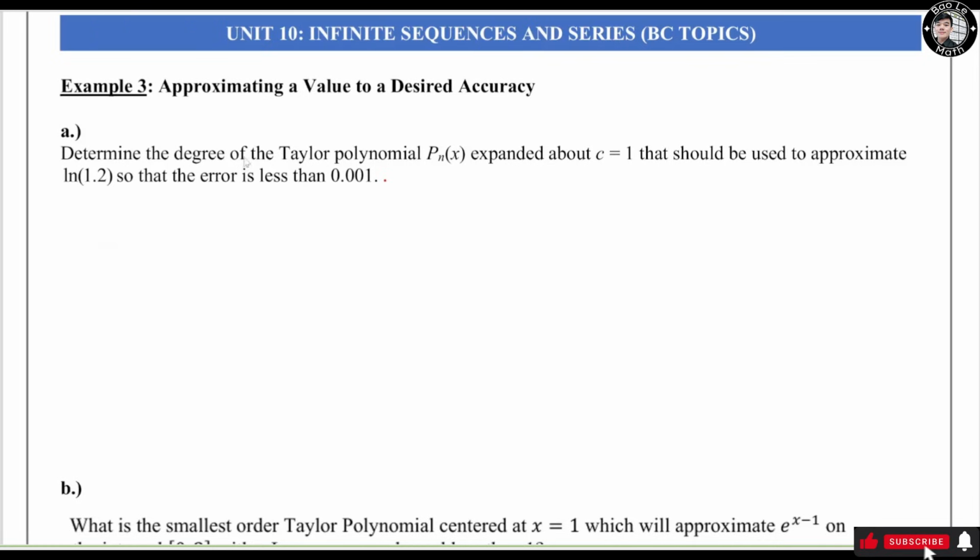Determine the degree of the Taylor polynomial p sub n of s expanded about c equals 1 that should be used to approximate ln of 1.2 so that the error is less than 0.001. So we have the function f of s equals ln s. Now we're going to take the derivatives of f of s. So f prime of s equals 1 over s, which means s to the power of negative 1.